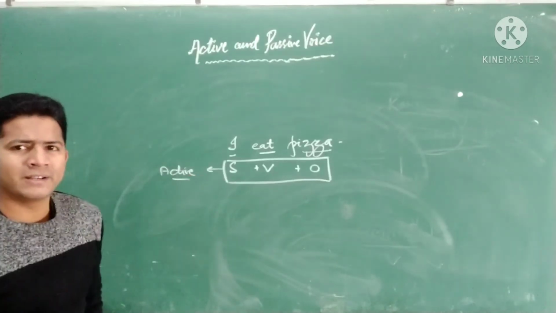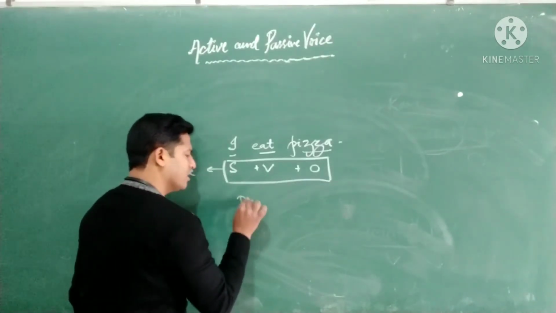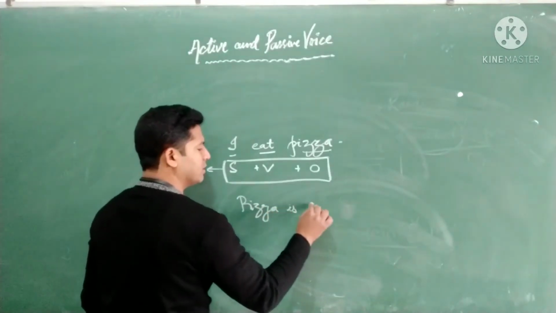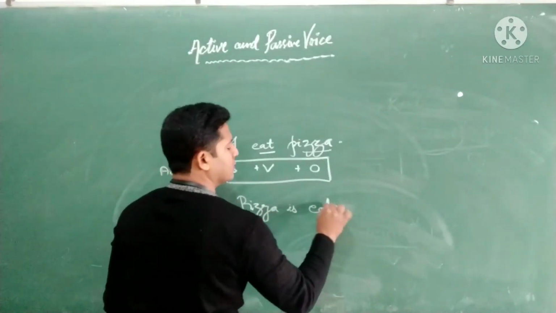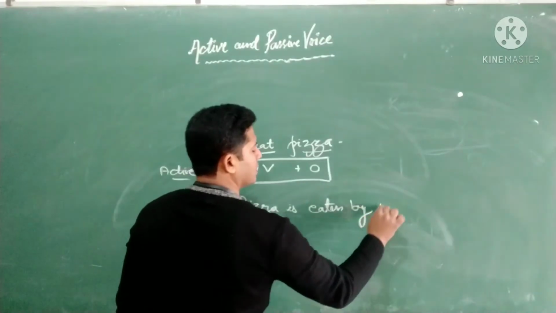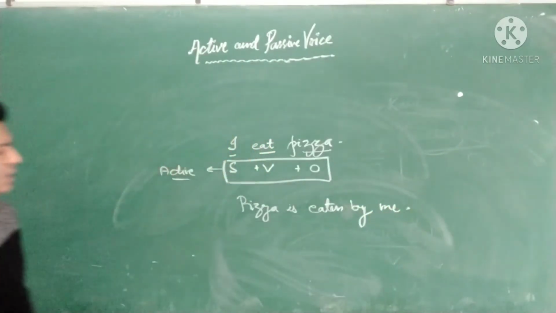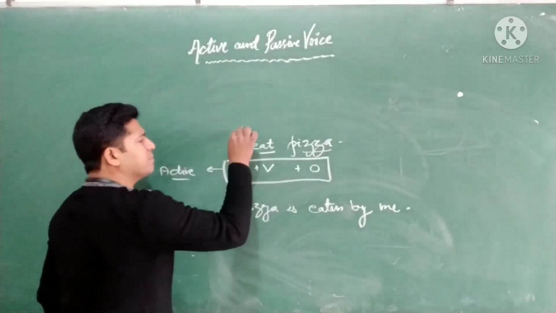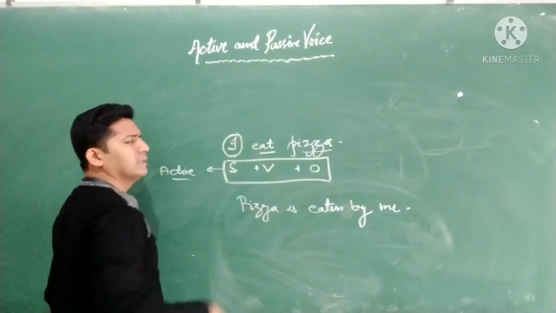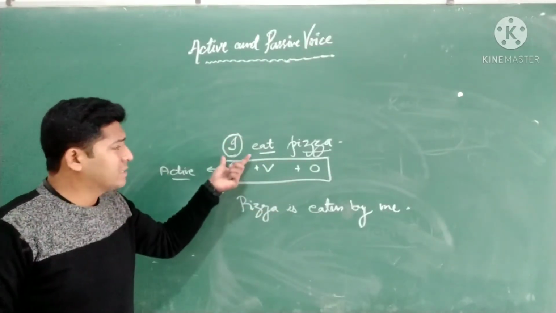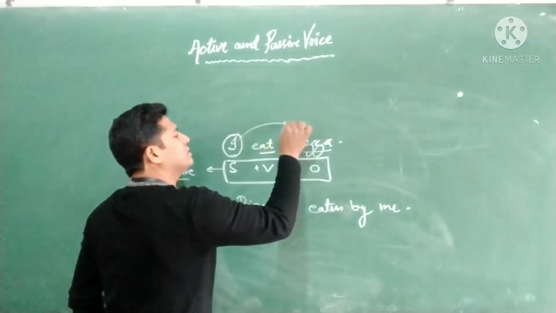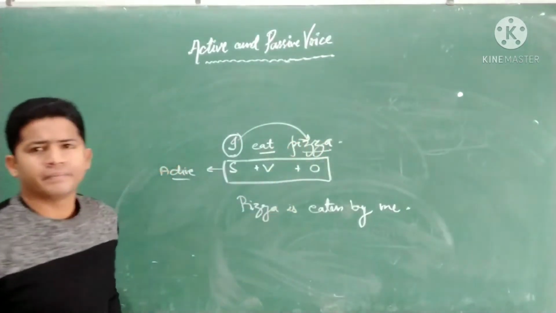Now if you convert this sentence into passive, you will find pizza is eaten by I will become me. See the basic difference. You will find that here, what is the subject? I is the subject here. Pizza is the object. Pizza is receiving the action.